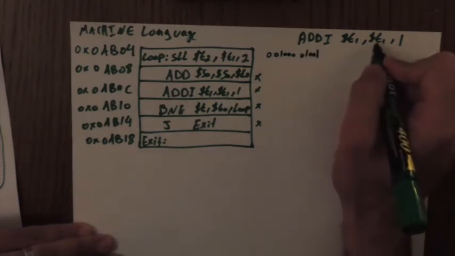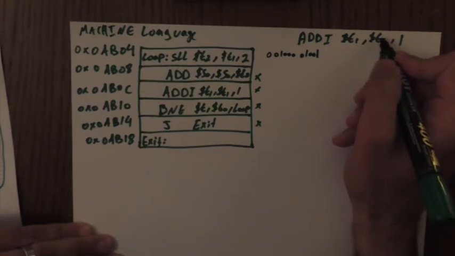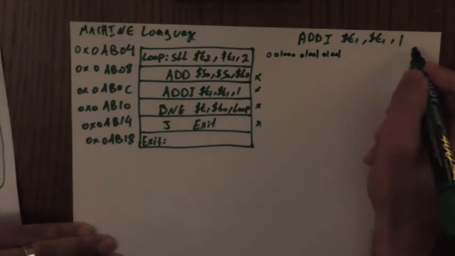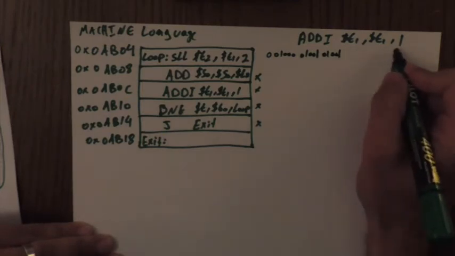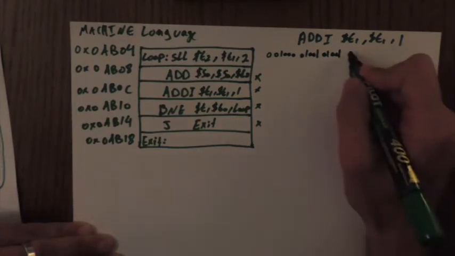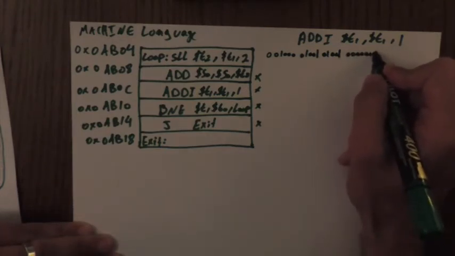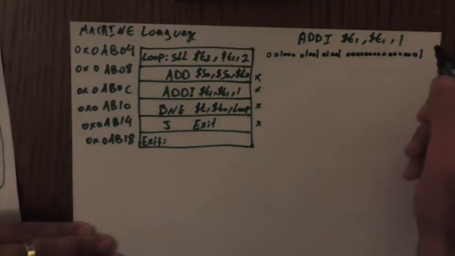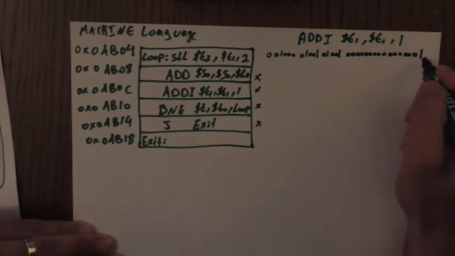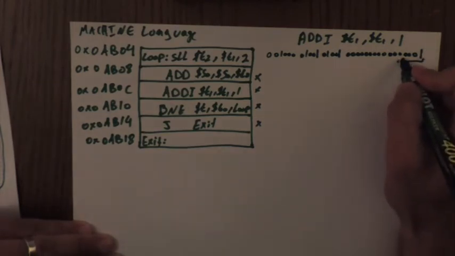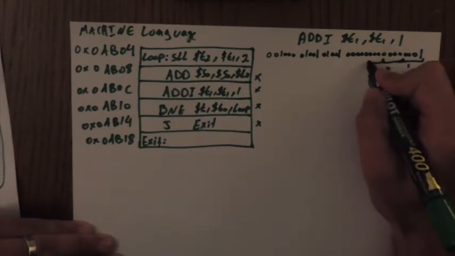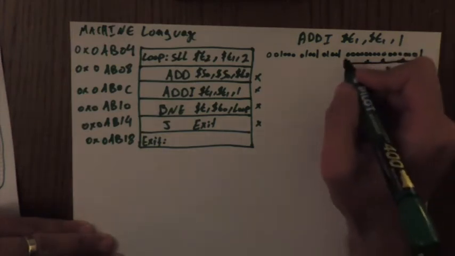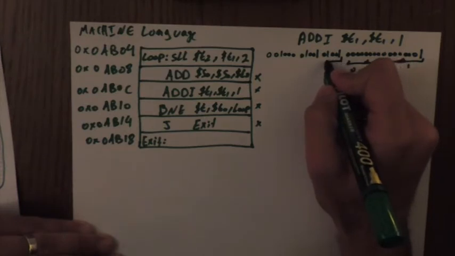And then we have RS is 9, RT is also 9. And then we have the 16-bit immediate. So we're gonna have 15 zeros and 1. So 1, 2, 3, 4, 5, 6, 7, 8, 9, 10, 11, 12, 13, 14, 15, 16. So for this, if I want to write it in hex, this will be 1, 0, 0, and 0.